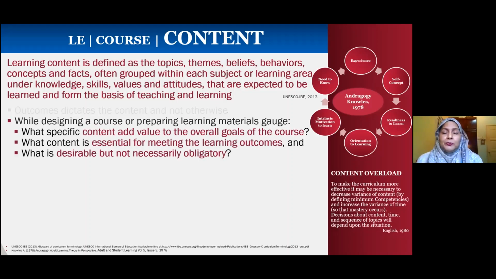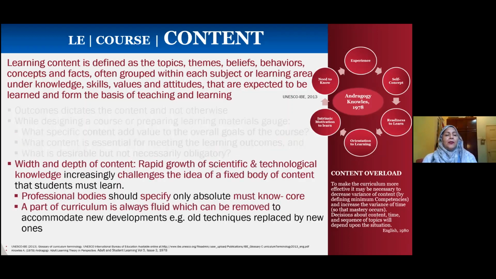Whilst designing the course or preparing the learning material, think what specific content adds value to the overall goals of the course. What content is essential for meeting the learning outcomes, and what is desirable but not necessarily obligatory. This third component is the one which can be moved around, and you can replace it with things which are more important, which are newer developments, which are more pertinent. The width and depth of the content: the rapid growth of scientific and technological knowledge increasingly challenges the idea of a fixed body of content that students must learn.